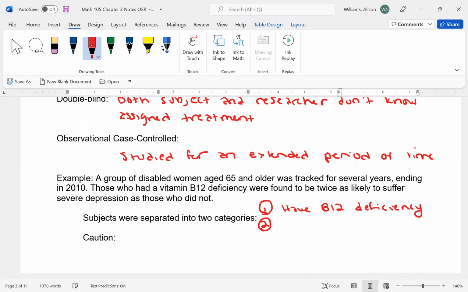And the second group does not have B12 deficiency.